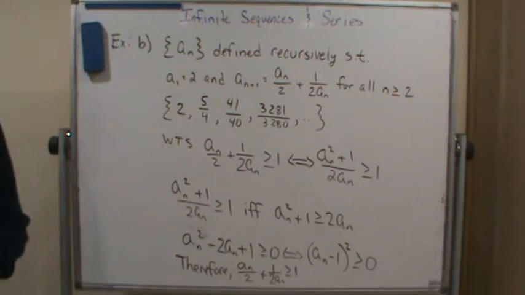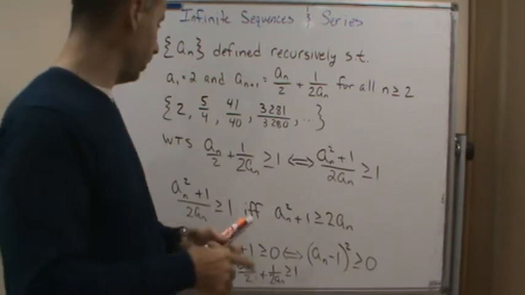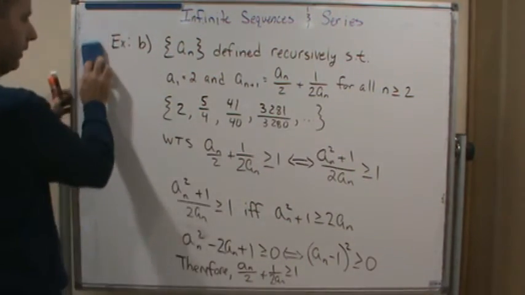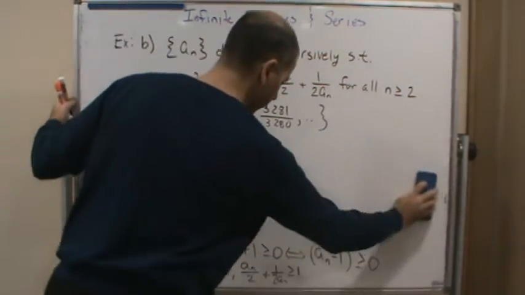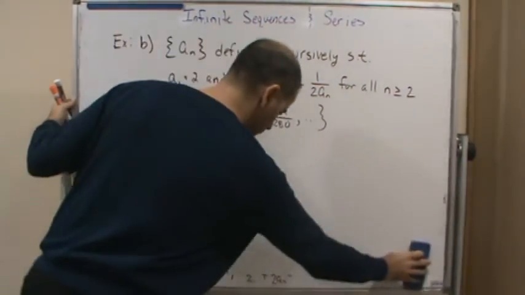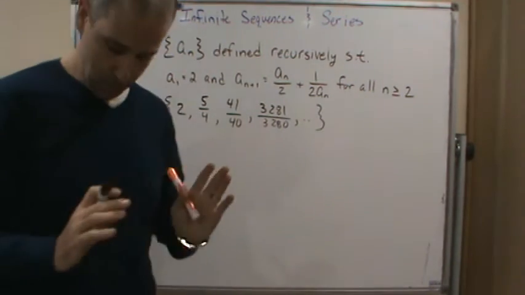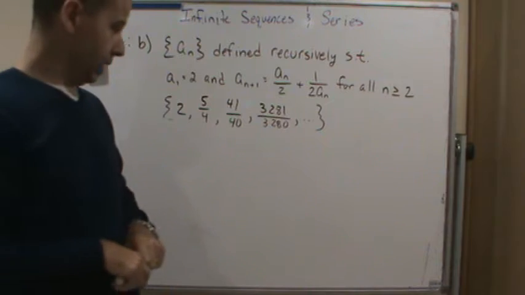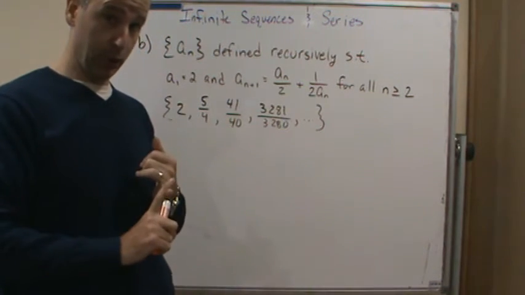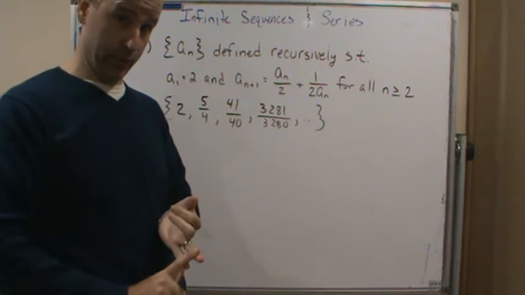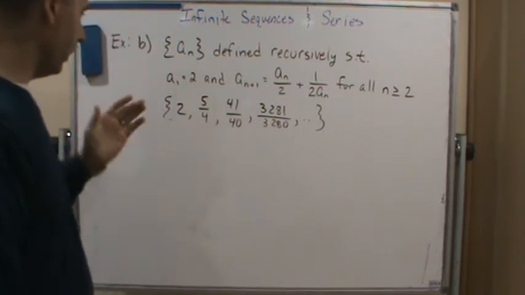Okay. So now we just showed that it's bounded from below by 1. Okay, good. Now what do we need to show? Now we need to show that it's decreasing. So we've got it bounded below by 1. Now we just need to show that it's decreasing, and we can use the monotone convergence theorem there.